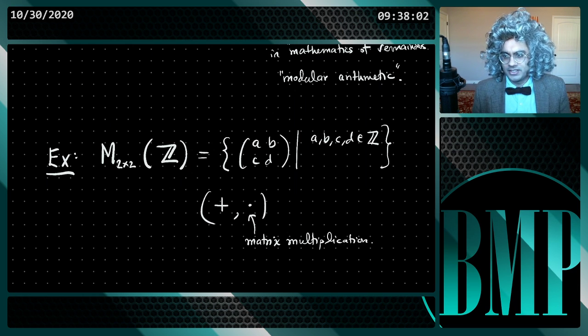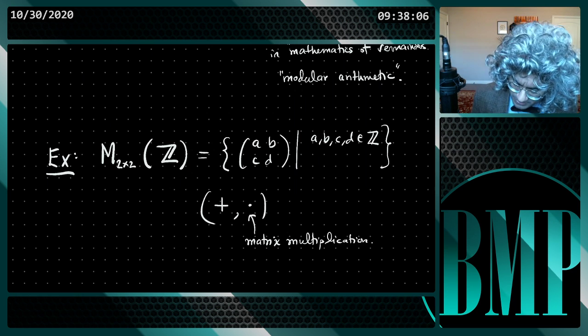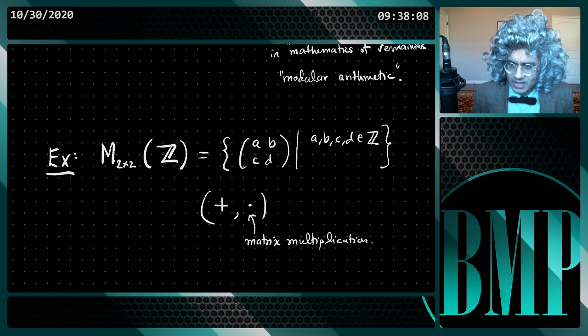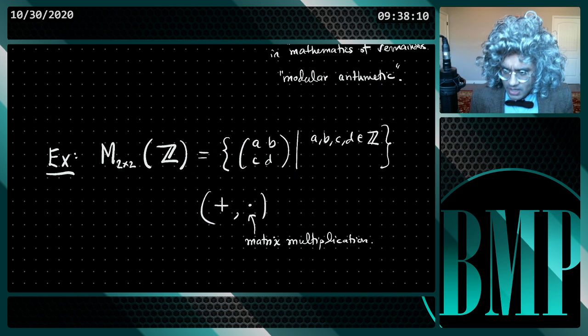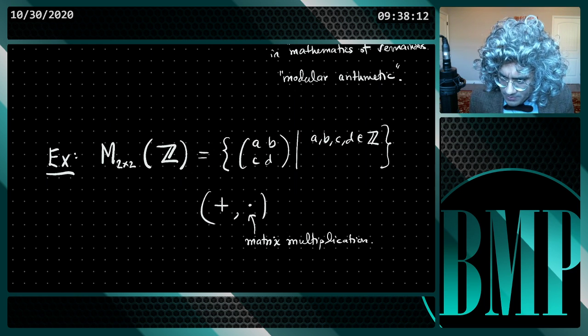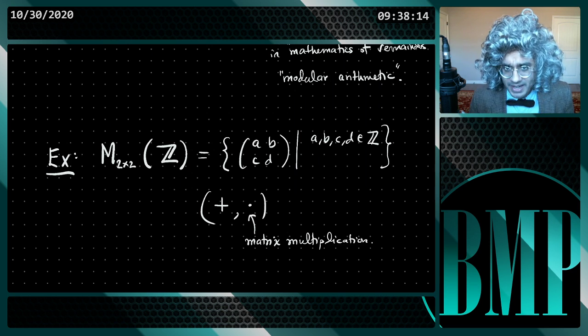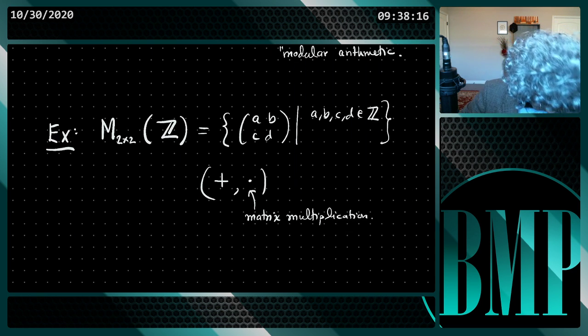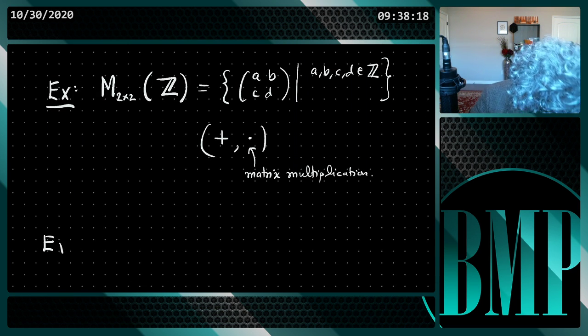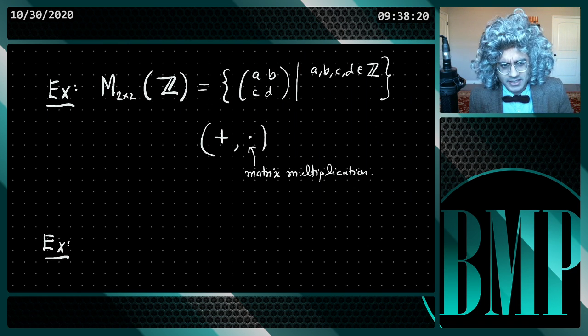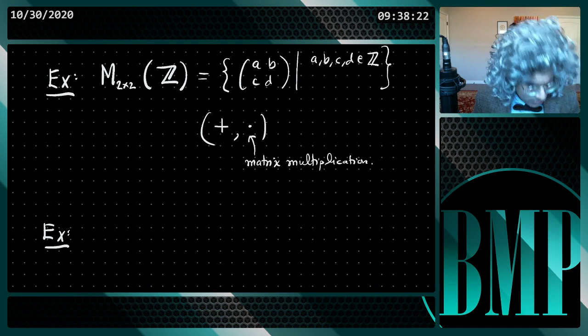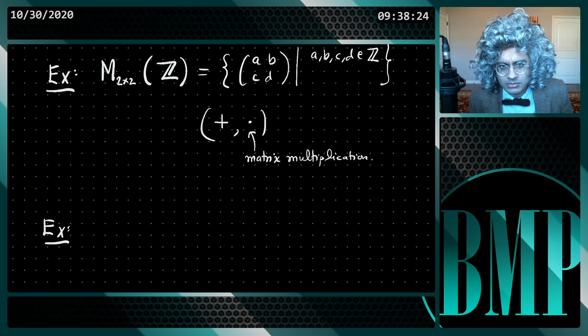Kappa has decided to type something important in the chat. Kappa writes, one ring to rule them all, one ring to find them, one ring to bring them all, and in the darkness bind them. Thank you for participating in class. Okay, next example.